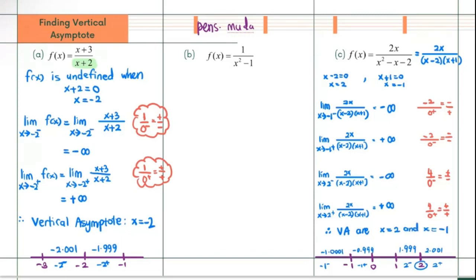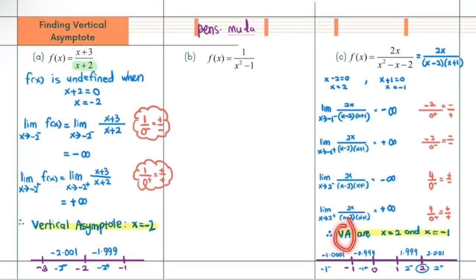So ini adalah dia punya conclusion. Kena ada conclusion ini ya. Kalau tak ada, nanti kan dia tak ada bagi markah final pula. Tapi jangan tulis VA lah. Tulislah vertical asymptote. Saya tak cukup ruang pula tak tulis.